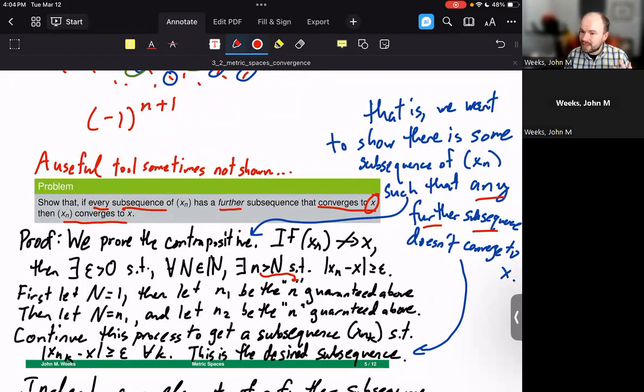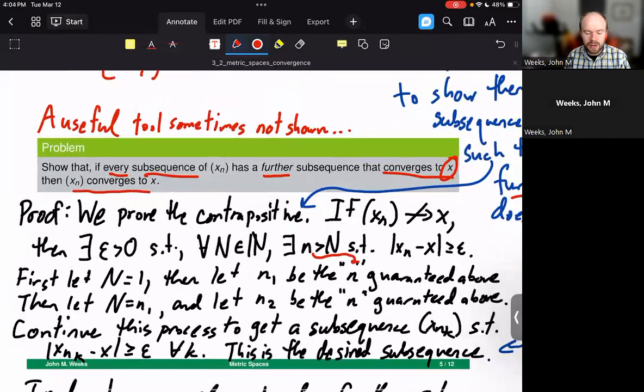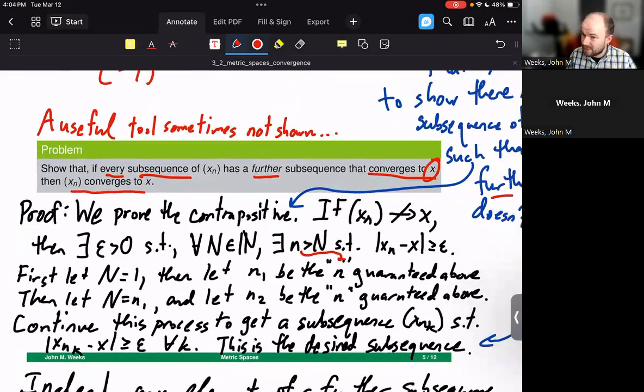So if x_n does not converge to x, then there exists an epsilon greater than 0. This is us negating the definition of convergence, such that for all possible cutoff points big N, there is some n greater than big N such that the absolute value of x_n minus x is greater than or equal to epsilon. Something to note here is that I did this in terms of the absolute value notation, since we're a bit more used to that.